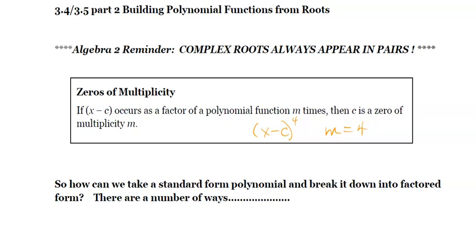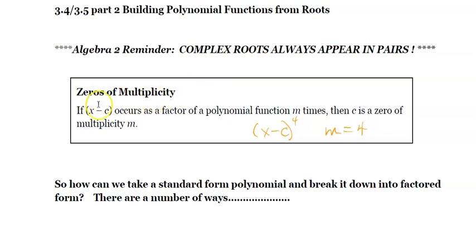In this video for 3.4, 3.5 part 2, building polynomial functions from their roots, we're going to go over a couple of things. Remember that complex roots always appear in pairs. You can call really any root a complex root. We'll talk about that in a second.